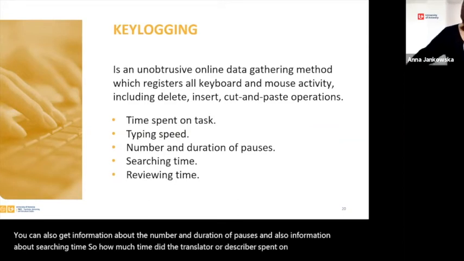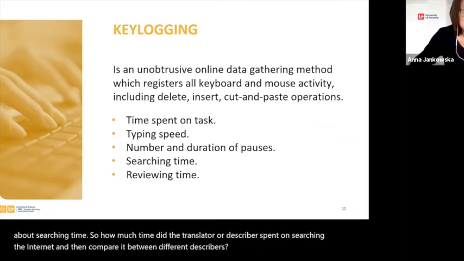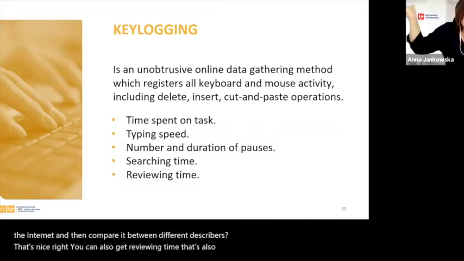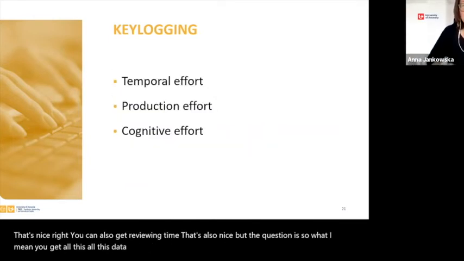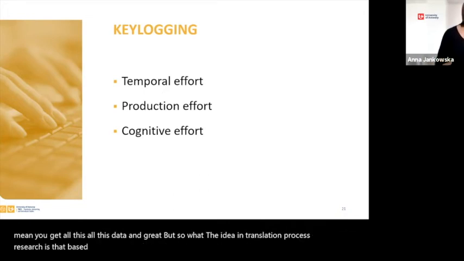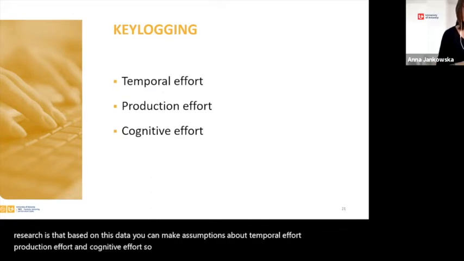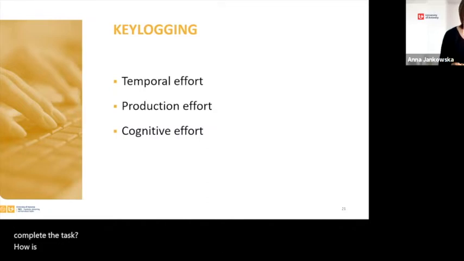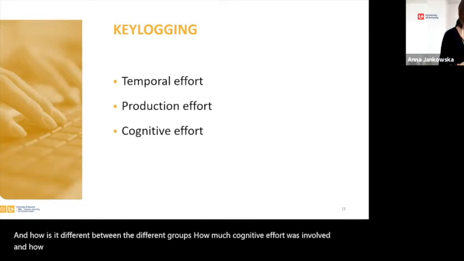That's also nice, but the question is, so what? I mean, you get all this data and great, but so what? The idea in translation process research is that based on this data, you can make assumptions about temporal effort, production effort, and cognitive effort. So how much time your participants needed to complete the task, how it is different between the different groups, how much cognitive effort was involved, and how much production effort was involved.